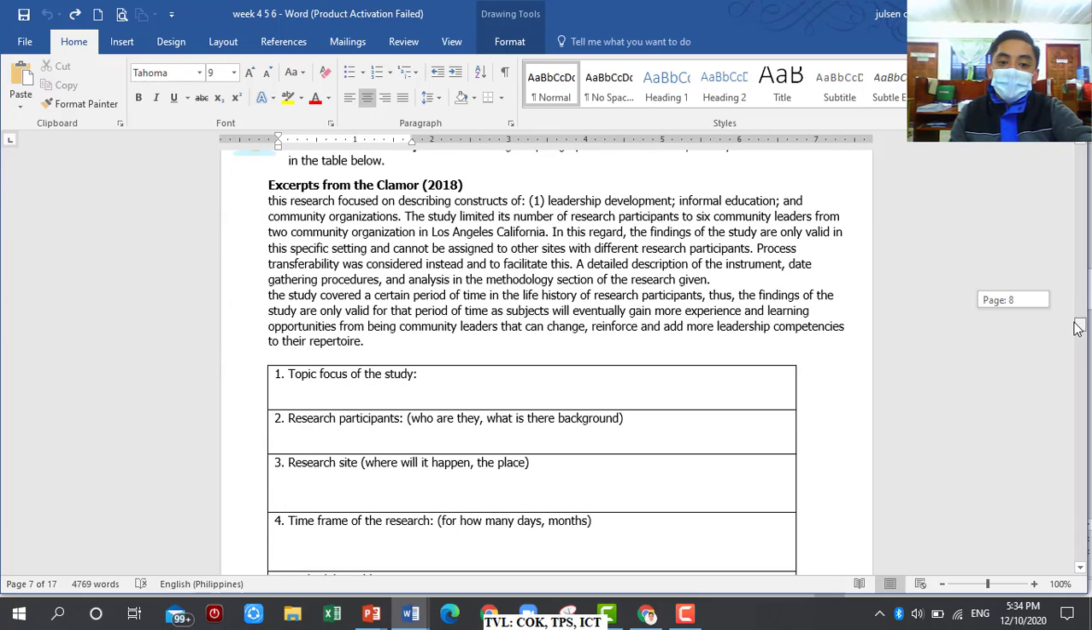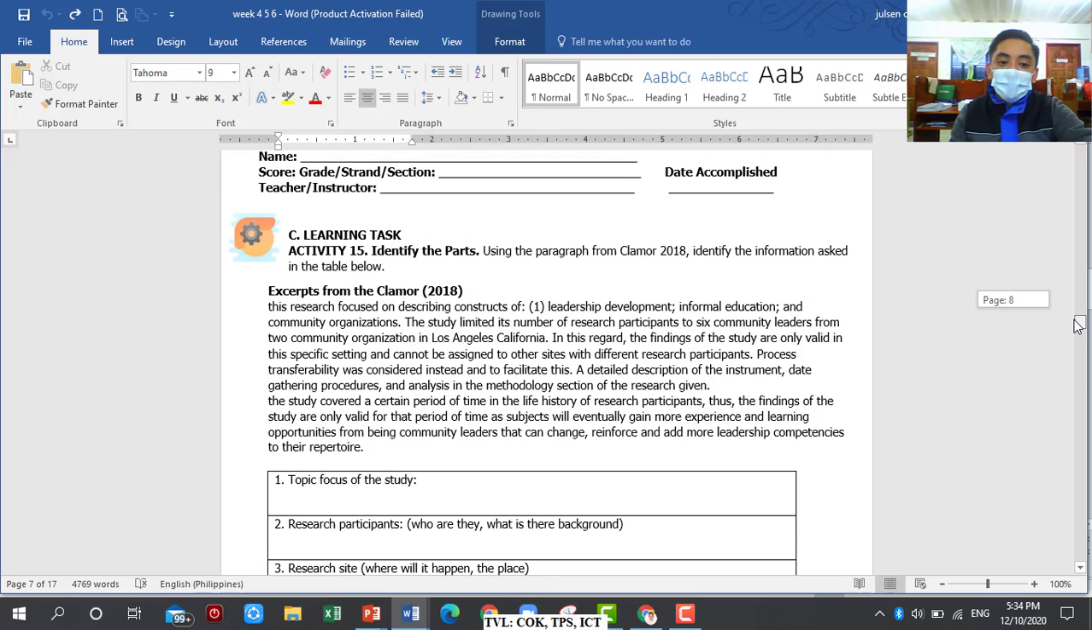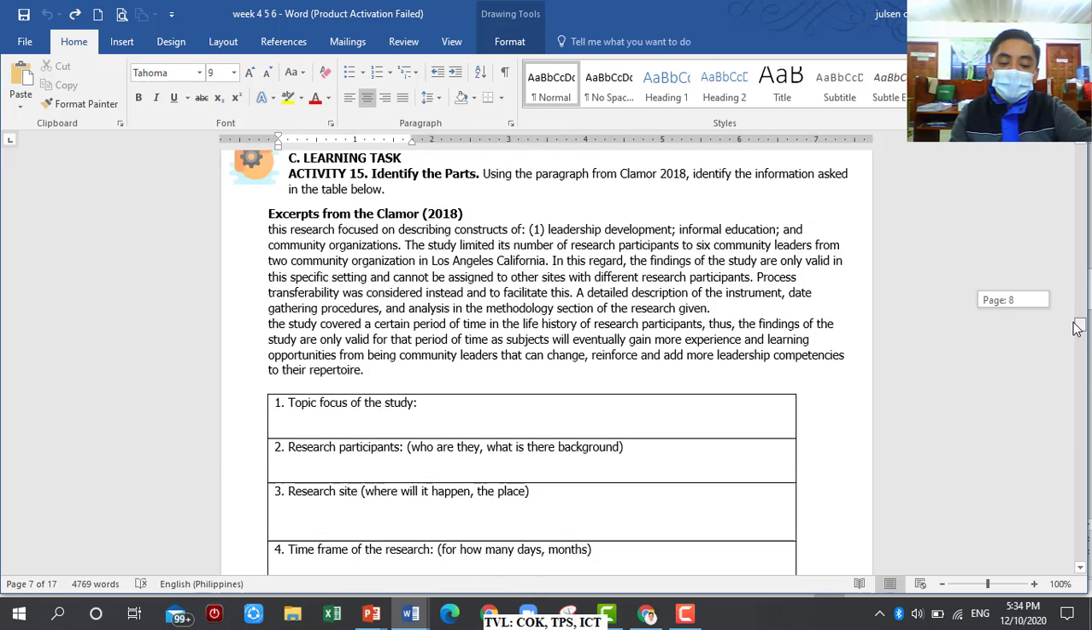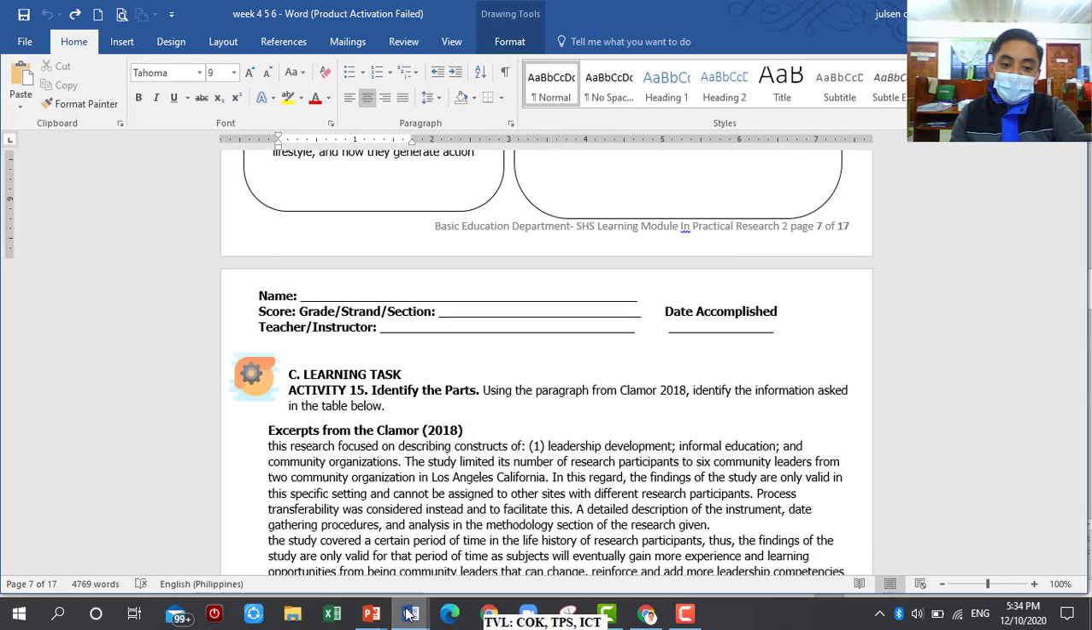Ito, individual. You will just identify here, here is a part of a paragraph, and identify what is the topic, what is the participant, what is the site, and the time frame of the research. Just identify that here. Ngayon, iba na naman yung isasubmit nyo na ito, yung per group kayo.